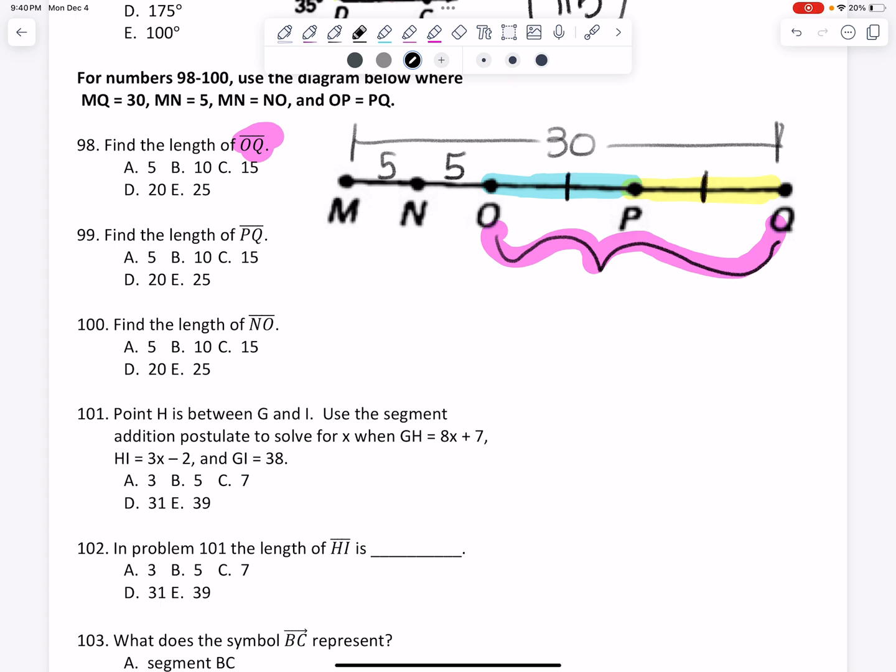Okay? So if this is 5 and this is 5, that means that this blue and this yellow piece is going to be 30 minus 5 minus 5. I'm subtracting off the rest of this. 30 minus 5 is going to give me 20. Okay, how do I find the length of P to Q? Well, this is the midpoint because these are congruent. So I take 20 and I divide it by 2, and each of those would be 10. Find the length of NO. I believe that we already have NO. It is 5.